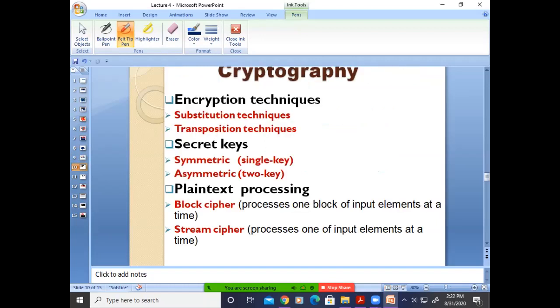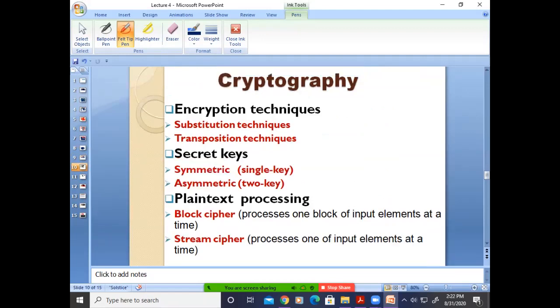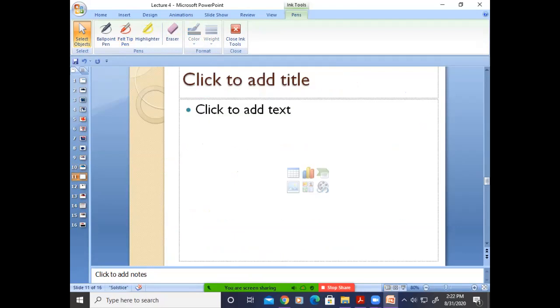So whenever we perform this converting of plaintext to ciphertext, I told you it's cryptography. But what are the categories, or dimensions, or characteristics we need? So one is encryption techniques. So what are the encryption techniques? I told you that substitution techniques and transposition techniques. So I can explain in a different way also.